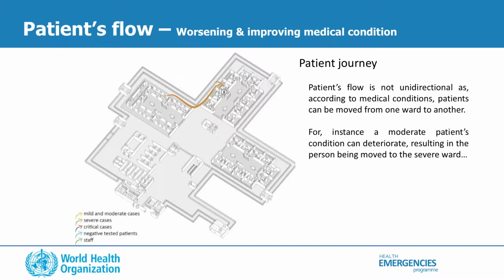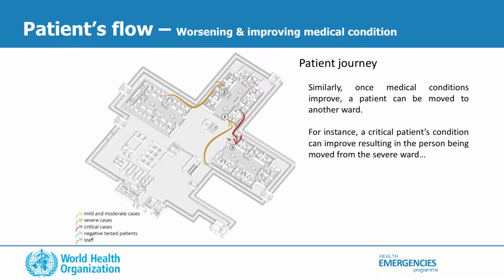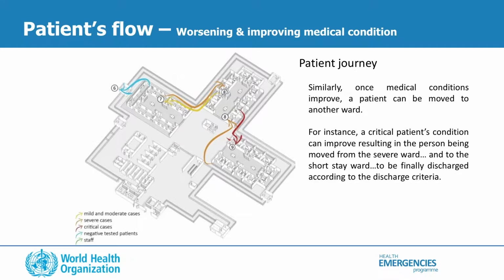Patient's flow follows a certain logic. It is not unidirectional, as according to medical conditions, patients can be moved from one ward to another. For instance, if a moderate patient's condition deteriorates, the patient would be moved to the severe ward or to the critical ward. Likewise, a critical patient whose condition has improved can be moved to the severe ward and to the short stay ward, and to be finally discharged according to the discharge criteria.